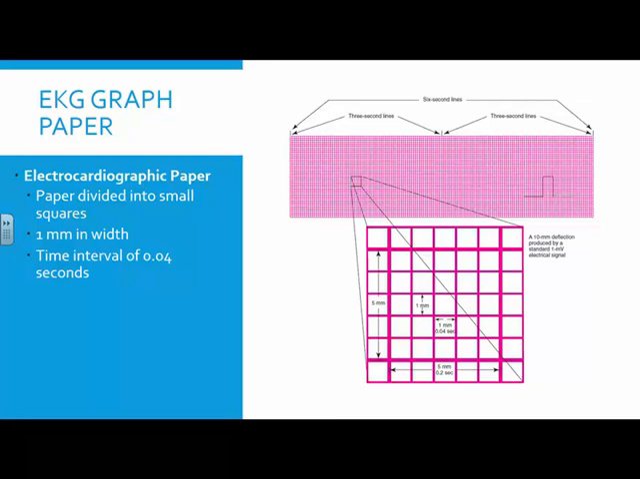How many seconds did I tell you you need of a strip in order to interpret an ECG? 6. At least 6. That's what we're going to measure everything off of, alright? Because we'll be able to multiply that by 10 when we're looking at rate, and that'll give us 60, and so on and so forth. Alright?